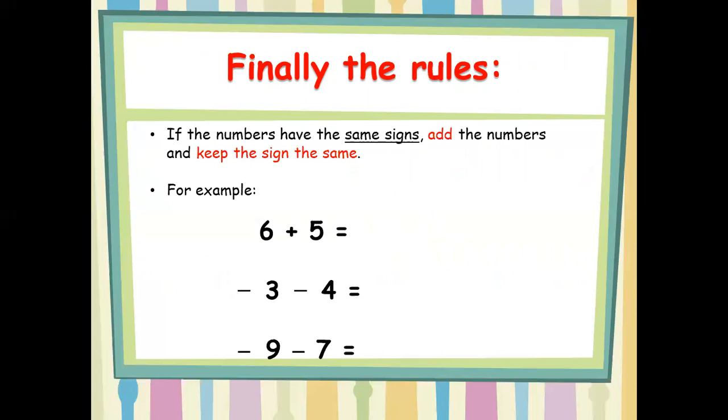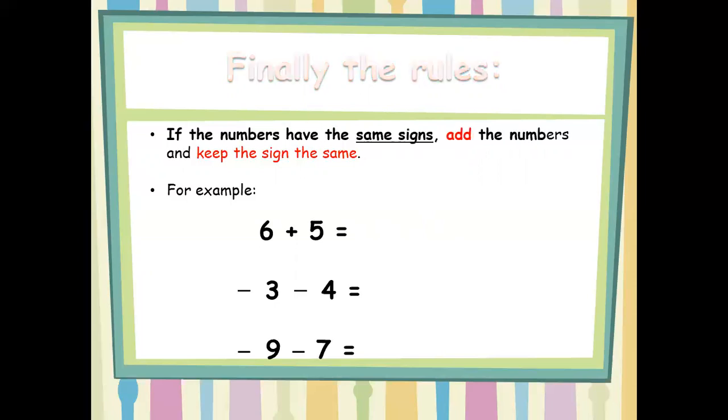Okay, now keeping that in mind, what have we arrived at as the conclusion? The conclusion is the rule: if the numbers have the same signs, you are going to add the numbers and keep the sign the same. So if both the numbers are positive or both the numbers are negative, you add the numbers but keep the sign the same. Let's see what this means. So this is rule number 1 for you. If the signs are the same, add the numbers.